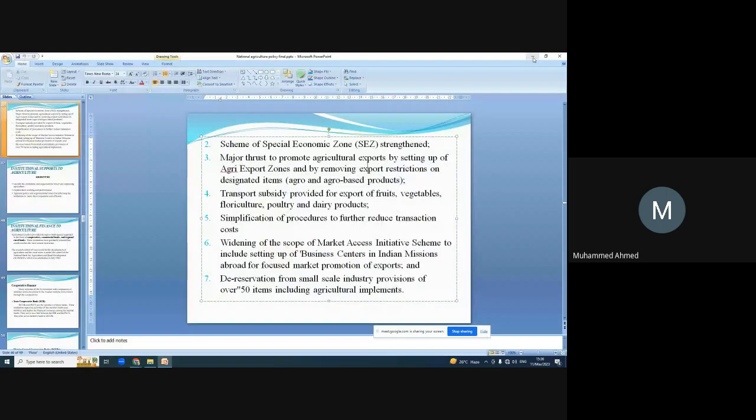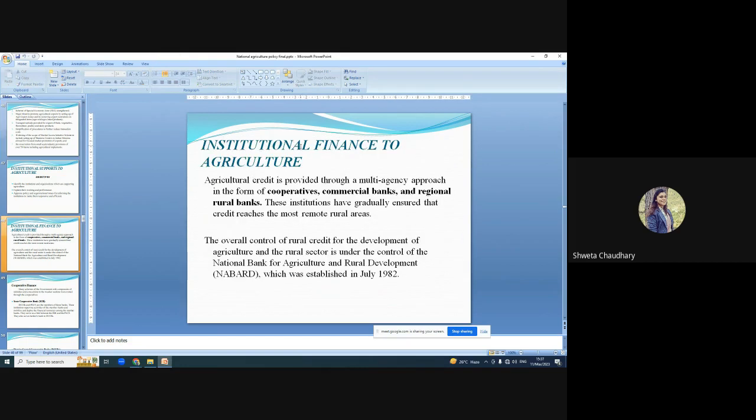I think I missed out on transport subsidies. It is part of the controls. Transport subsidies are provided for export of fruits, vegetables, floriculture, poultry, and dairy products. It means there are various subsidies on transport also, like simplification of procedures to further reduce transaction costs, and widening of the scope of market access initiative schemes like Business Centre in India and Mission Abroad for Focused Market Promotion of Export. We have various schemes that not only help in developing the zone but also help in the movement or export of various commodities. That's why transport subsidy is given. There are export promotion schemes as well. Then there are certain institutions that provide finance to agriculture.